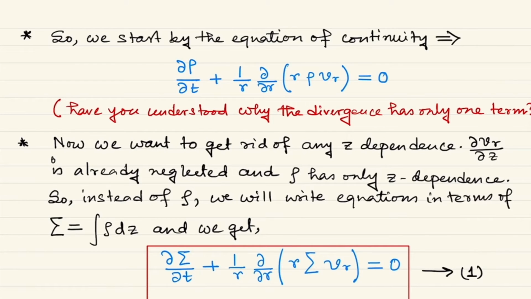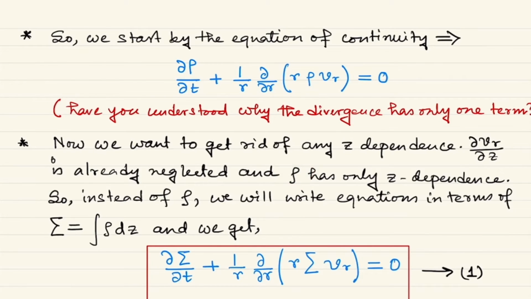And for that what we will do is try to get rid of any z dependence. So we all know that del vr del z is already 0, and del v theta del z is something which we should be taking care of. Other than that, rho has a z dependence. Okay, and del vz del z is also 0. Now the question is very simple: how to get rid of that z dependence of rho.